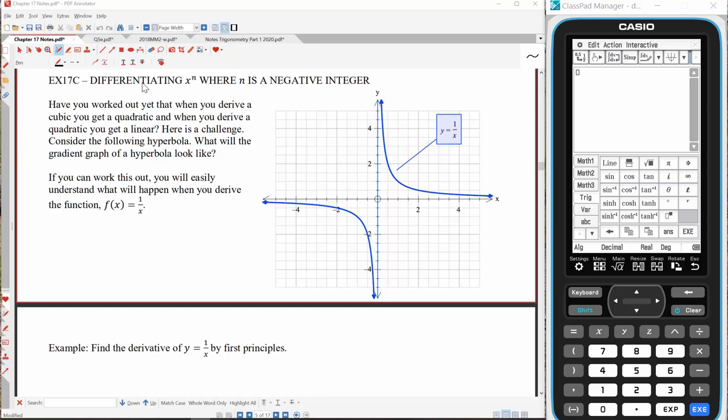Last lesson we differentiated single terms to the power of n, where n was positive. Today we'll look at situations where it's negative. It's not much different, but there is some understanding involved. Have you worked out yet that when you derive a cubic, you get a quadratic?